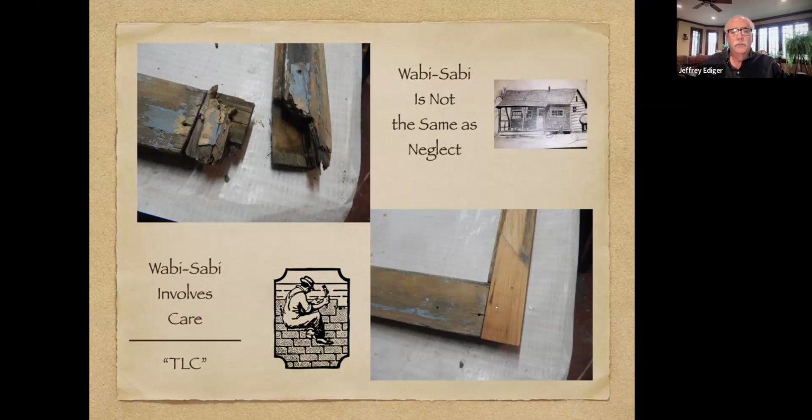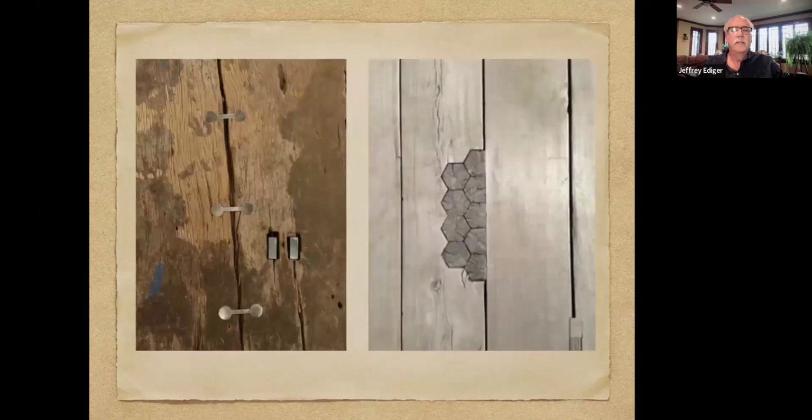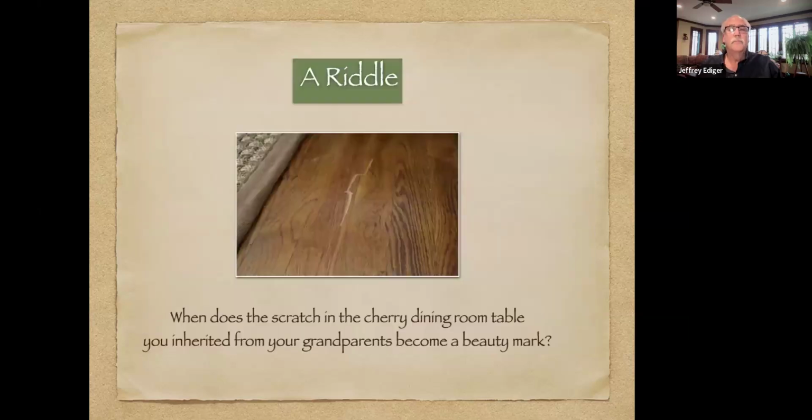But notice that when we restored this frame, that's called a scarf repair, where you cut out the decayed wood and replace it. But we only took out as much as we needed to. We kept as much of the original as possible. Here's an example of wabi-sabi repair and two more examples. So notice how they're not making it look brand new, and they're not even hiding the repair work. They're just making it beautiful.